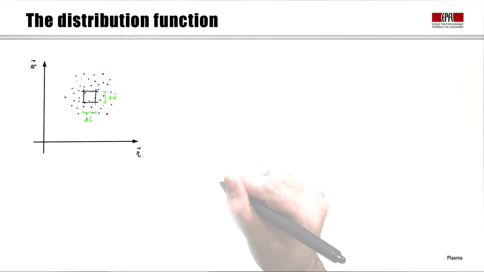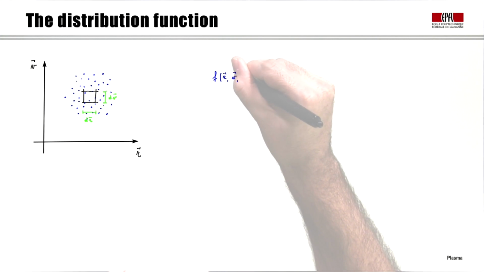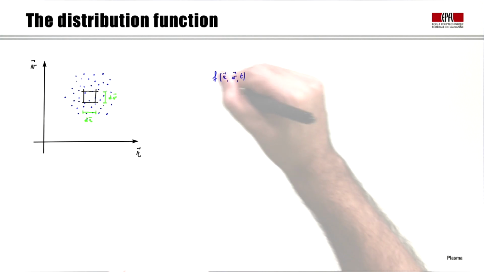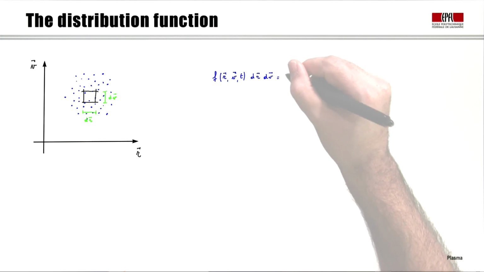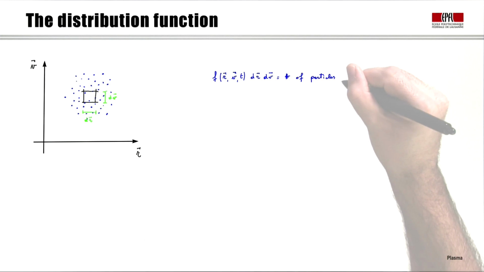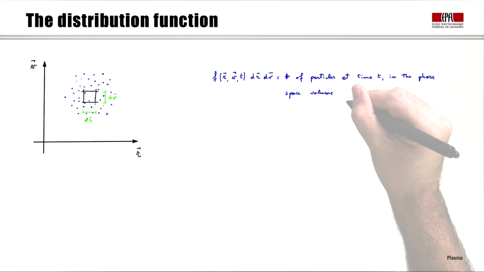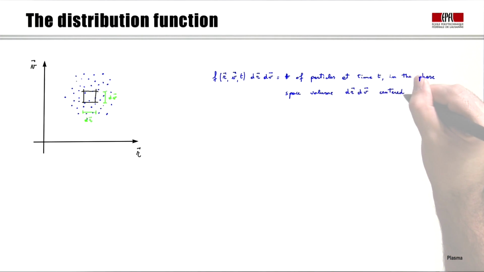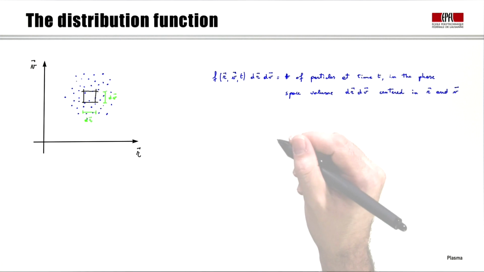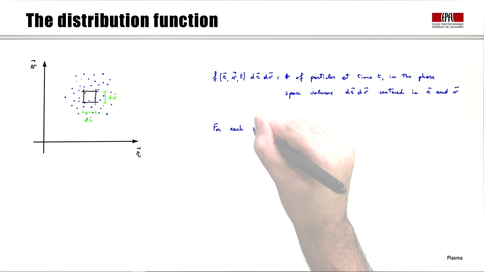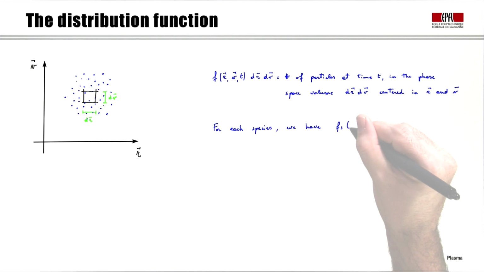Now we define a function, the distribution function f, which is a function of position, velocity and time, such that when the value of this function is multiplied by dr dv, what we obtain is the number of particles at time t that are contained in the phase space volume dr dv, centered in r and v. Now actually there is a distribution function for each species, and therefore for each species we will have a distribution function that we will call fs. s is the index of the species, and it depends, of course, on position, v and t.